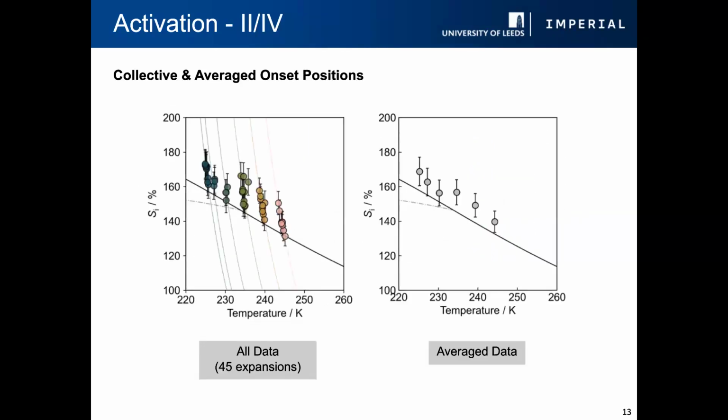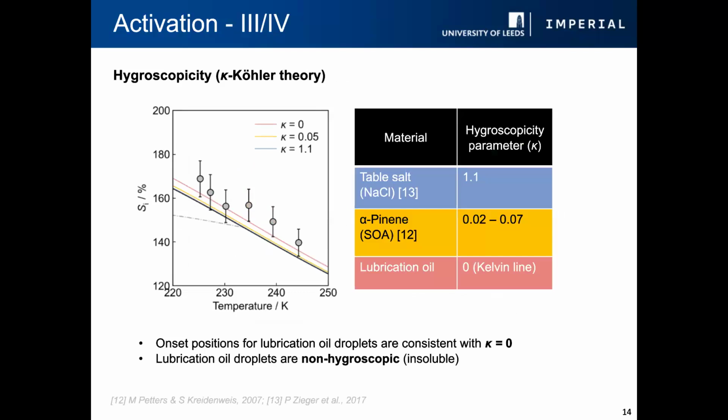When we do each of these experiments, we can map that onto the temperature that we started the experiment at and the supersaturation of that experiment. We can do that for different starting temperatures, and we aggregate those with similar starting temperatures to get these points over here with the error bars. So what this is showing is that as we decrease the temperature, we need higher supersaturations in order to activate those lubrication oil particles into droplets. And that's consistent with our understanding of the physics.